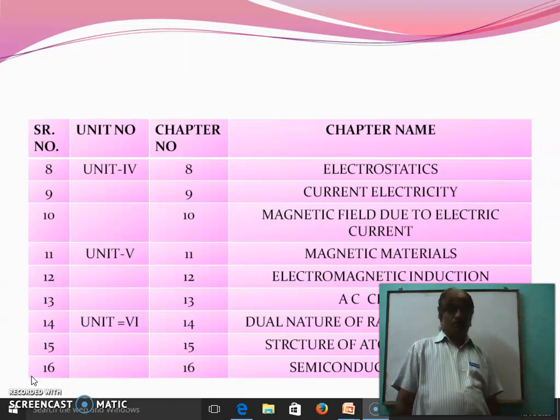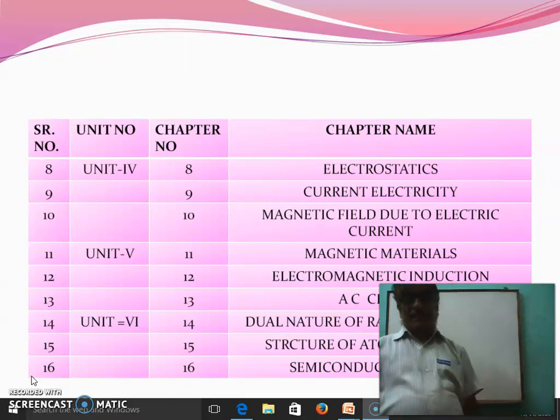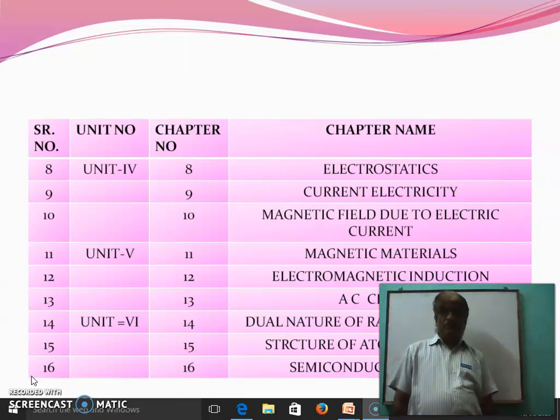So, in Unit 4, chapter number 10, magnetic field due to electric current, we discuss Ampere's law. Then, in this chapter, the moving coil galvanometer is included. Electric potential is also included, and various points are included in the chapter magnetic field due to electric current.